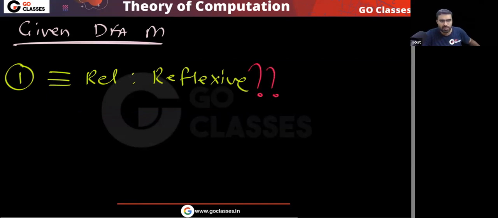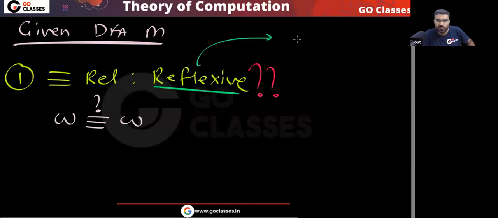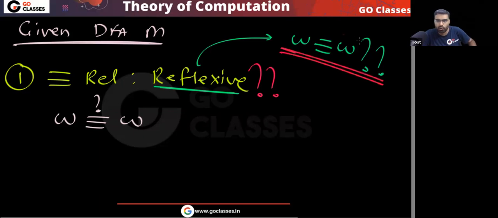I want to ask, is this relation reflexive? Reflexive means, can I say every string is related to itself? Can I say that whatever string W you take, for all W, it will be equivalent to itself?